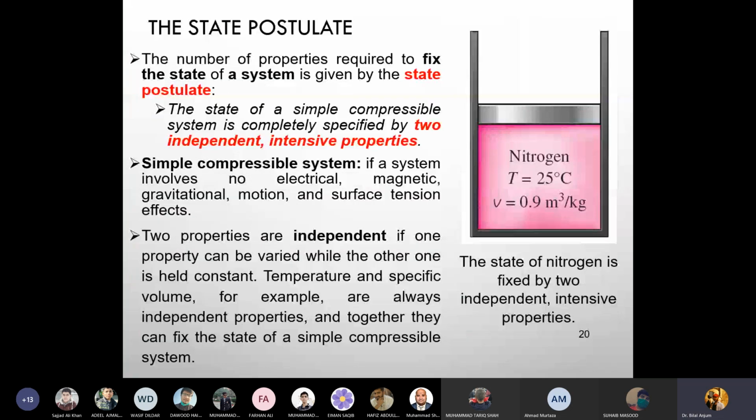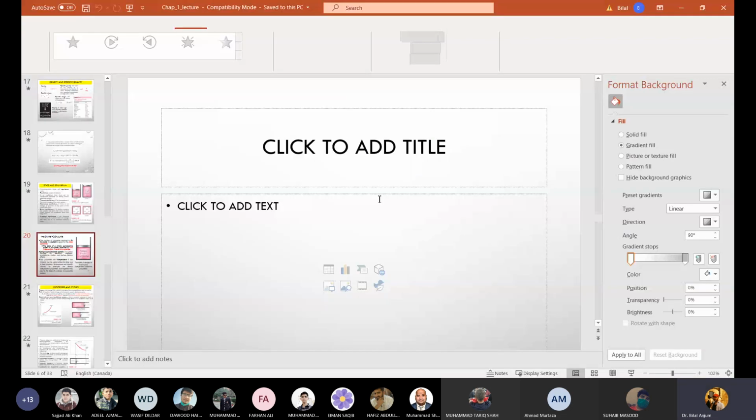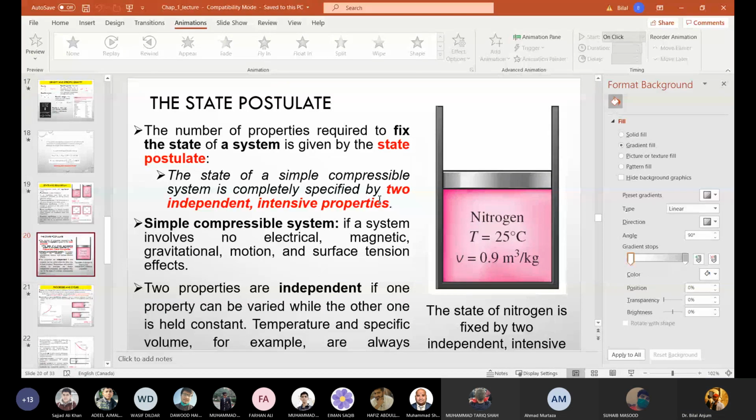The state postulate. Now I need to define my system, and I want to say that this state is an equilibrium state. The state postulate says that the number of properties required to fix the state of a system is given by a state postulate. And what does the state postulate say? It says that the state of a simple compressible system is completely specified by two independent intensive properties. We'll try to split this state postulate into smaller parts.